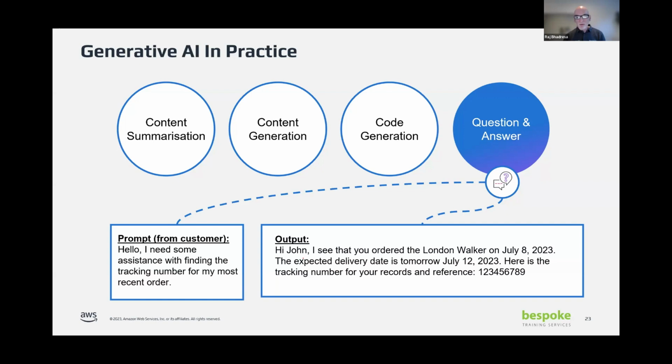We can get that information from them and then generate, through the generative AI solution that we've built, some information to say, okay, here's the information about when you ordered your product. Here's when we're expecting to deliver it. Here's your reference accordingly. And it just gives you a little bit of an idea of how generative AI could potentially be used across all of these different scenarios in practice.